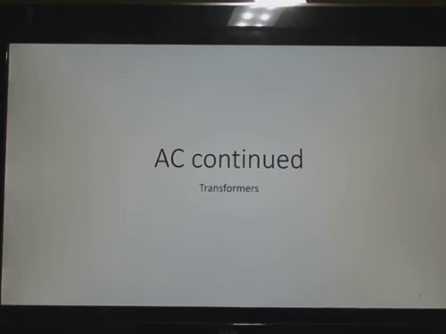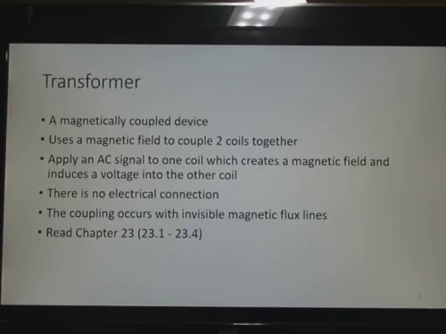Transformers transfer electrical power from one circuit to another. It doesn't change the circuit frequency during this operation. It uses mutual flux to transfer power. It doesn't use a cable, even though there are windings of cables. It can step up or step down the level of voltage and current. Read sections 1 through 4 in chapter 23.